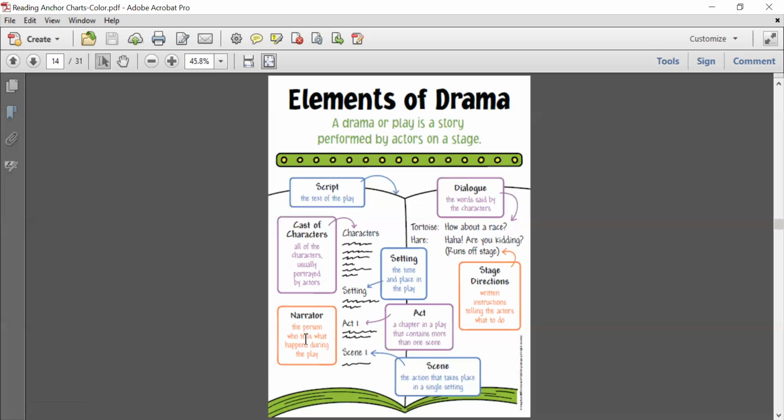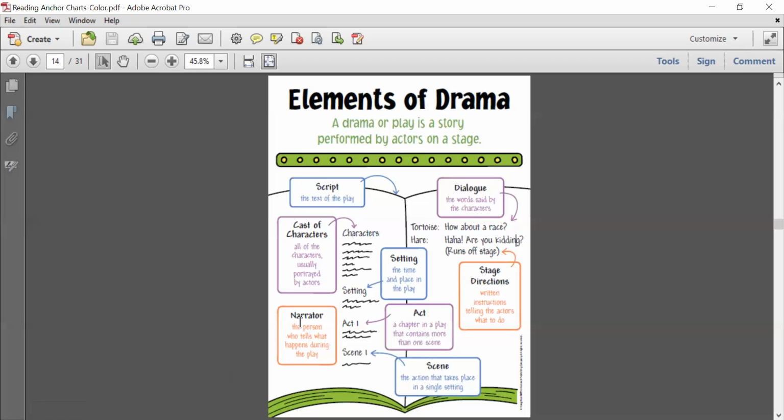The narrator in a drama. Most stories have a narrator. However, in dramas, sometimes they're just a person who's solely the narrator. They're not a character in the play. They're just kind of outside describing things that go on.